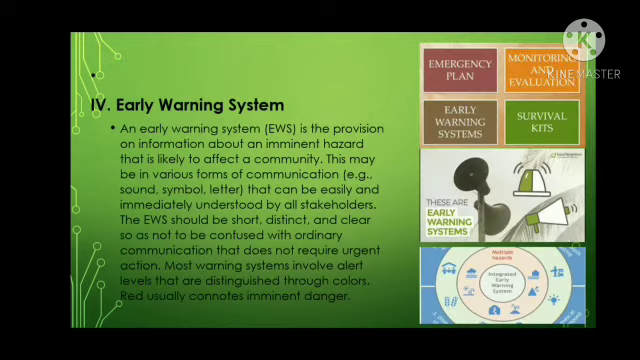Early warning system. An early warning system, or EWS, is the provision of information about an imminent hazard that is likely to affect the community. This may be in various forms of communication, for example, sound, symbol, or letter. It can be easily and immediately understood by all stakeholders. The EWS should be short, distinct, and clear so as not to be confused with ordinary communication. It requires urgent action. Most warning systems involve alert levels that are distinguished through colors. For example, red usually connotes imminent danger.